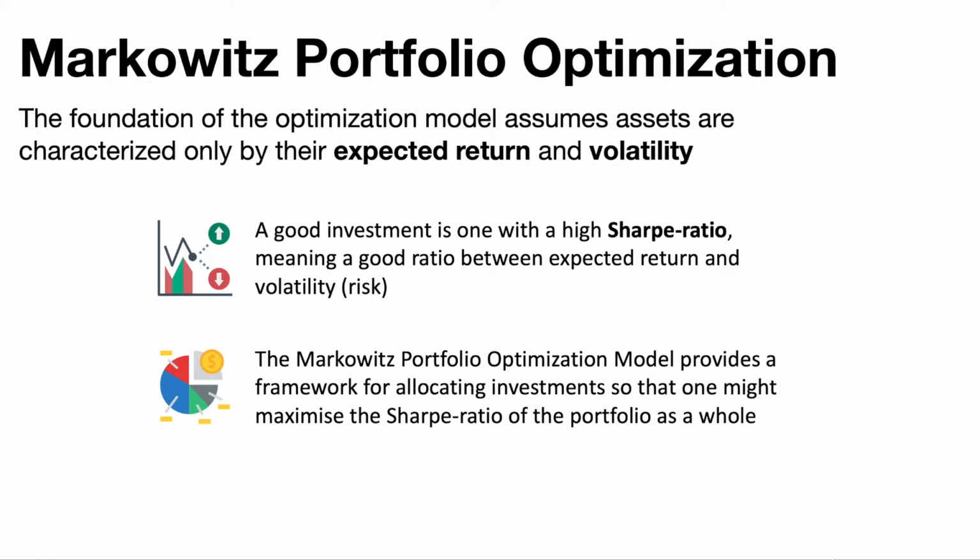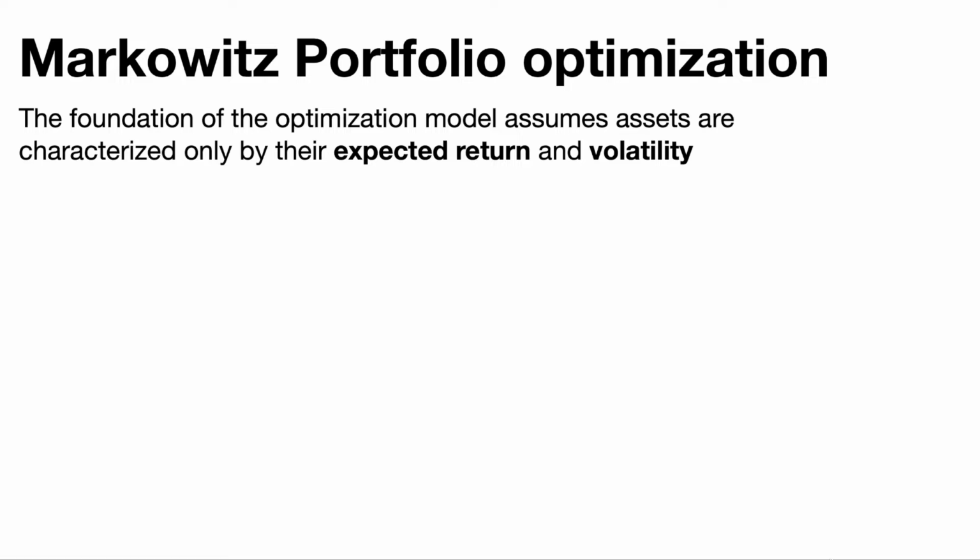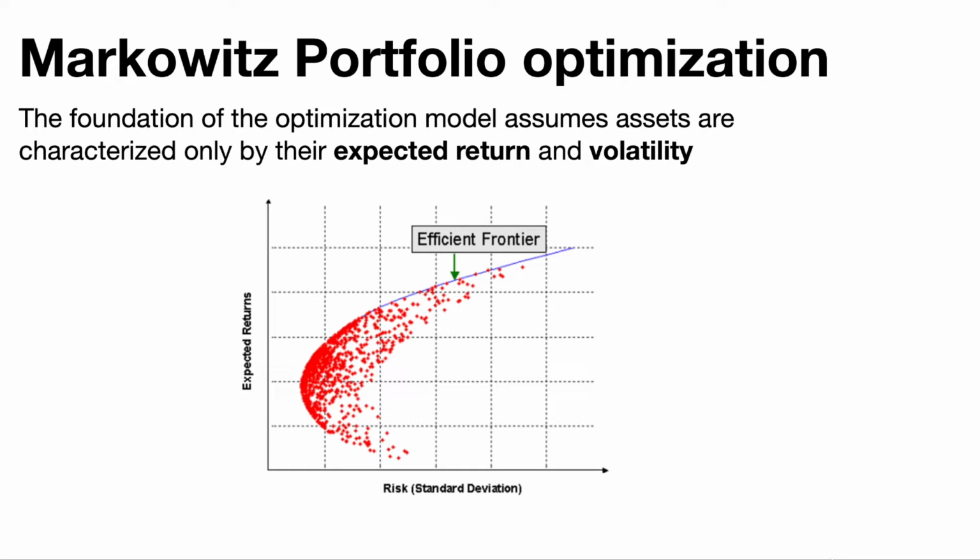This model provides a framework for allocating investments so that one might maximize the Sharpe ratio of the portfolio as a whole. This also gives rise to what we call the efficient frontier. The efficient frontier shows the optimal expected return one can achieve given the amount of risk you're willing to accept. Modern portfolio theory decides on how to invest based on the company's previous returns.